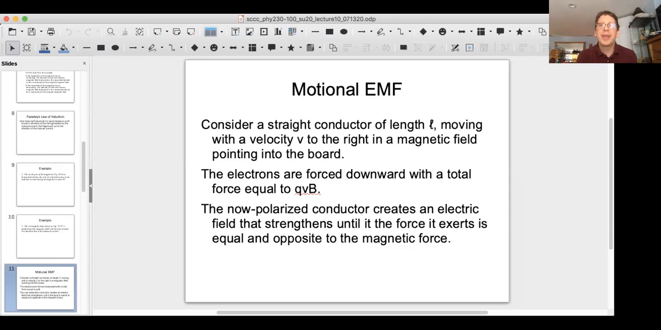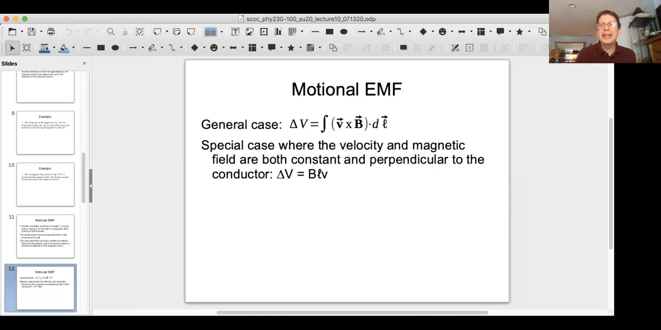But as the positive and negative terminals build, as the charge accumulates on one side, with electrons accumulating on the negative side and a net positive charge on the other side, you're also creating an electric field whose force is going to be in the opposite direction to the magnetic force. And so the charge builds up until the electrical force is equal and opposite to the magnetic force. And that happens when E is equal to negative v cross B.